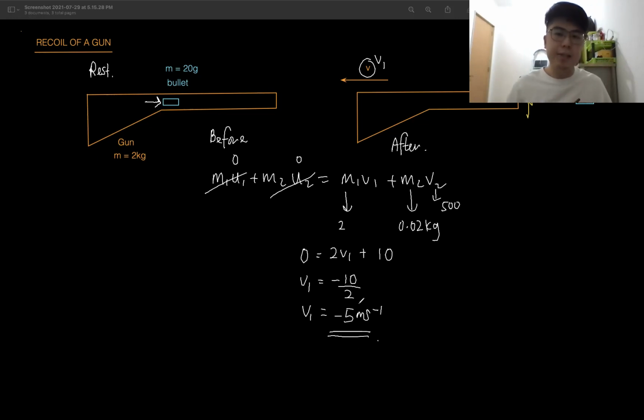This velocity is considered very large. If the gun hit you at 5 meters per second, that is very painful. Okay, it might cause fracture. Now, what happens in military training? They are trained to hold the gun very tight and very firmly. They press the back of the gun against their chest. Okay, they hold the gun close to them and then they press it against their chest.